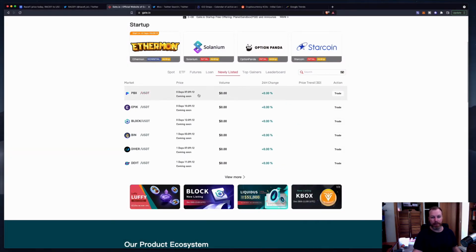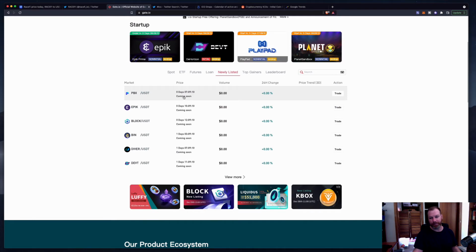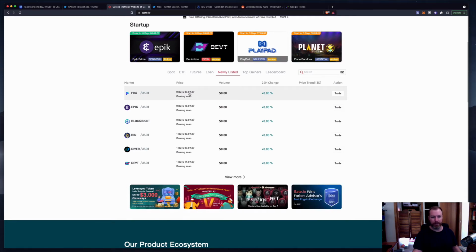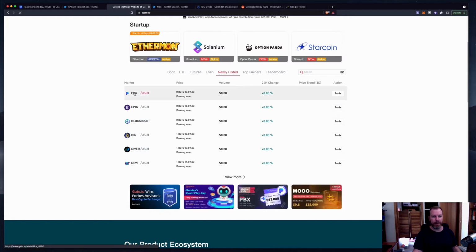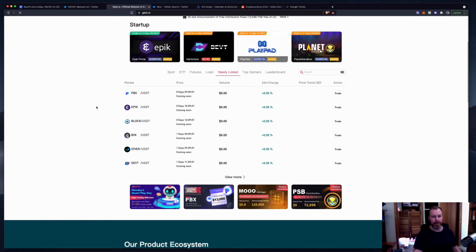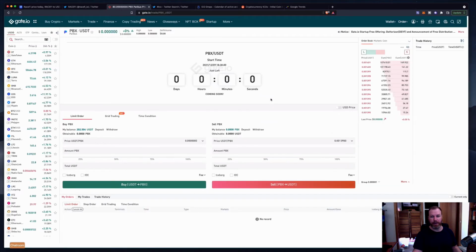So I usually pop these in my calendar and I'm there ready at the time with a bit of USDT or whatever the trading pair is. You can click on this. So this is a USDT. And I'm just market buying the second it goes live. And I've done really well.